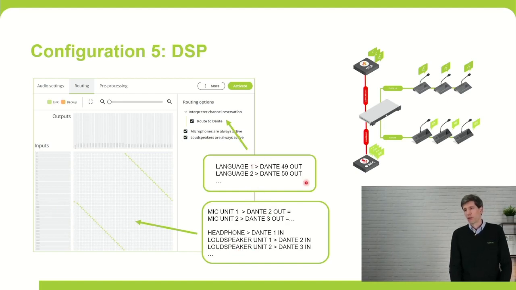And then if you want to use languages still in that sense, your Dante channel will shift a little bit, because then the first language will come automatically on Dante output 49 and so on. So by clicking here, it will be automatically done. So these are the available configurations on Confero without any license.